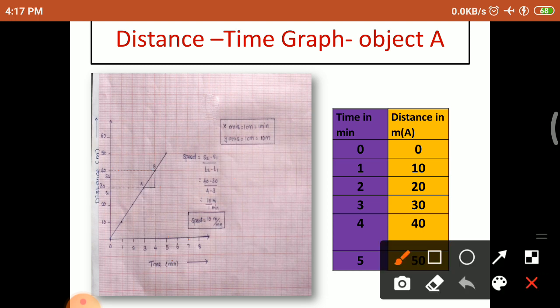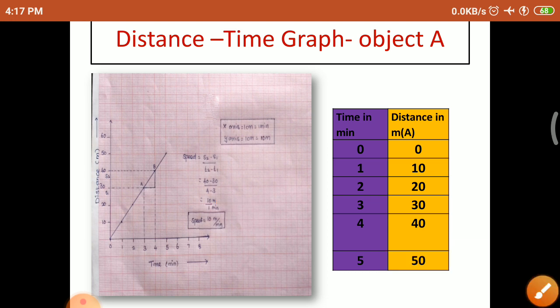If you subtract 40 minus 30, I got 10. 4 minus 3, I got 1. So 10 meter by 1 minute. So the speed of the object is 10 meter per minute. That means in 1 minute, the object covers 10 meter. So this is the answer for object A.